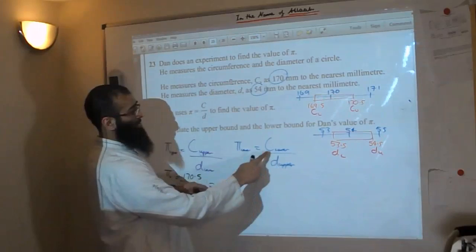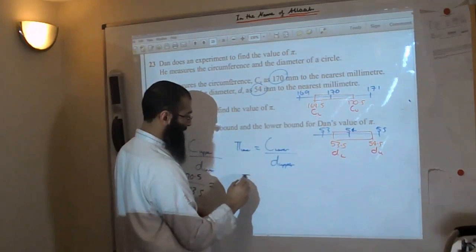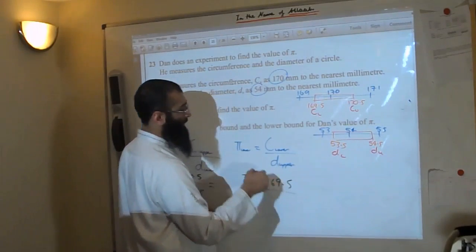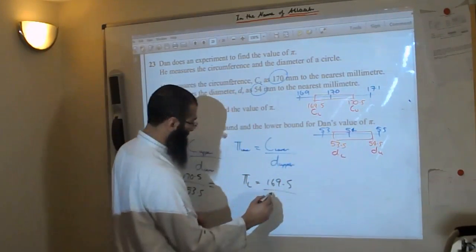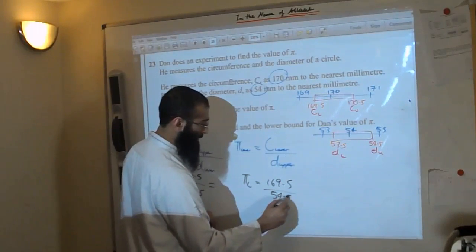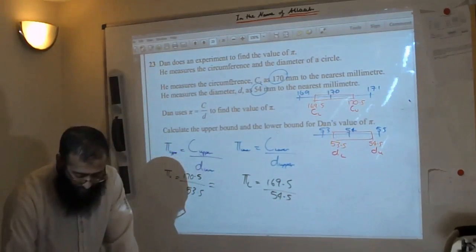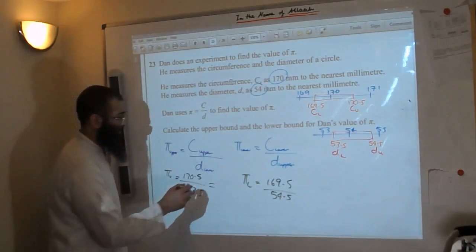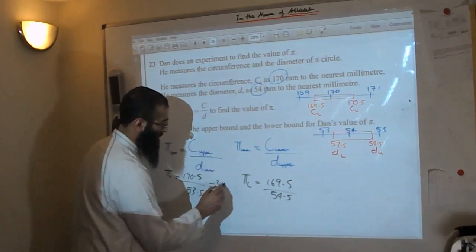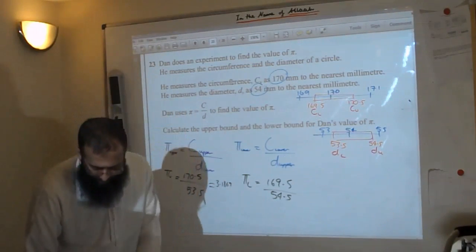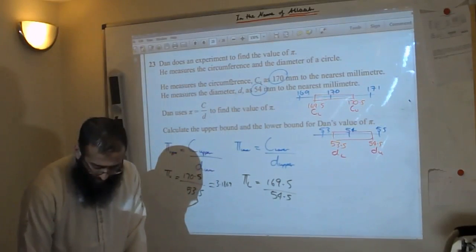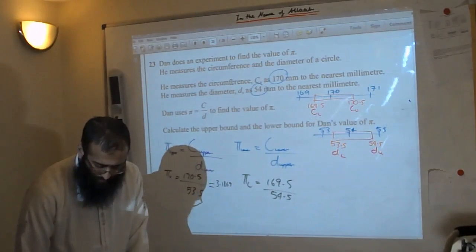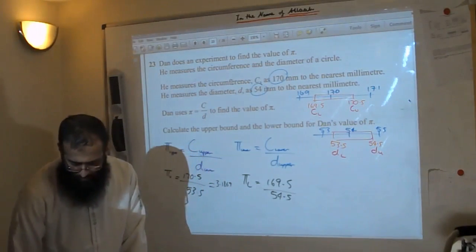Pi lower is going to be C lower, which is 169.5 divided by D upper, which is 54.5. Okay, let's work it out. 170.5 divided by 53.5 equals 3.1869. Okay, the next one is going to be 169.5 divided by 54.5 is equal to 3.110.